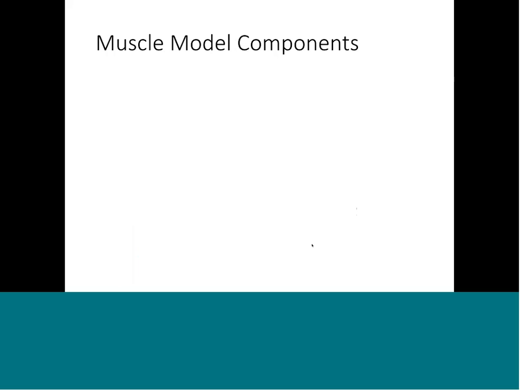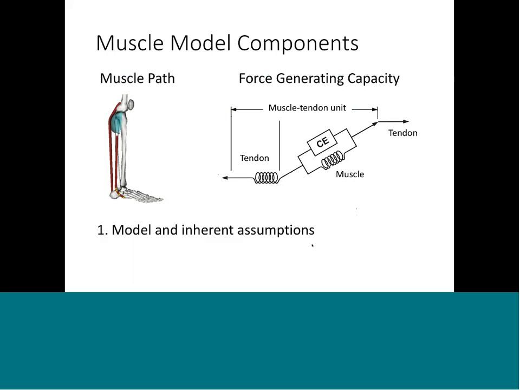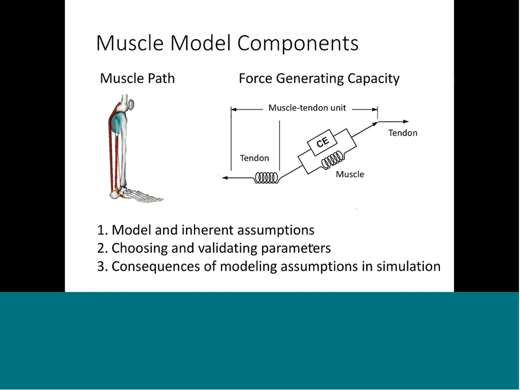There are a lot of components to modeling muscle, so let's go ahead and start with a brief overview. On a high level, we need to model a muscle's path, and we need to model how a muscle generates force. And I'll talk about both of these in just a second. We'll talk about the model and some inherent assumptions. Then we'll talk about how we choose and validate the parameters in the muscle model. And finally, we'll talk about the consequences of muscle modeling assumptions in simulation. So let's start with the model.